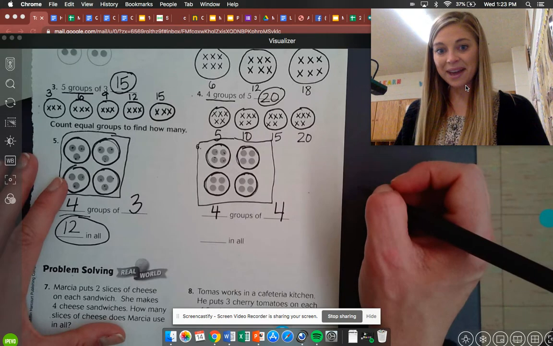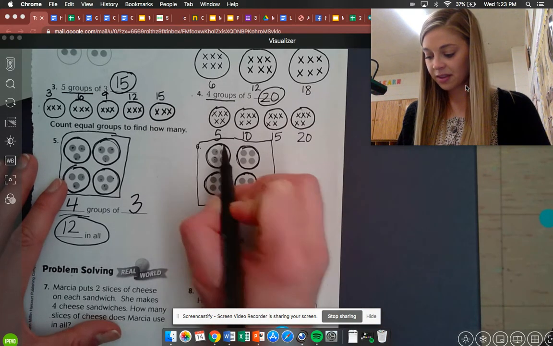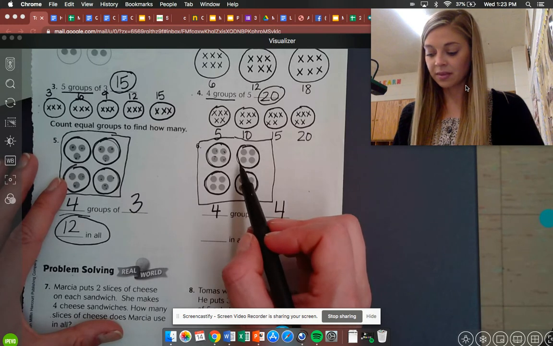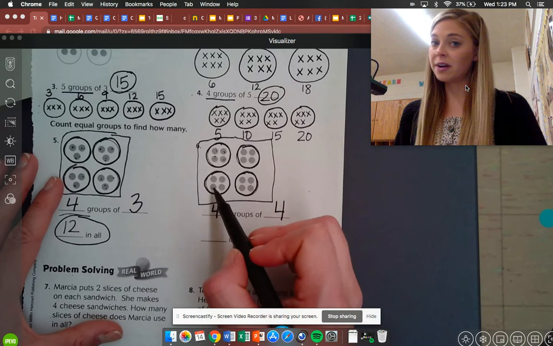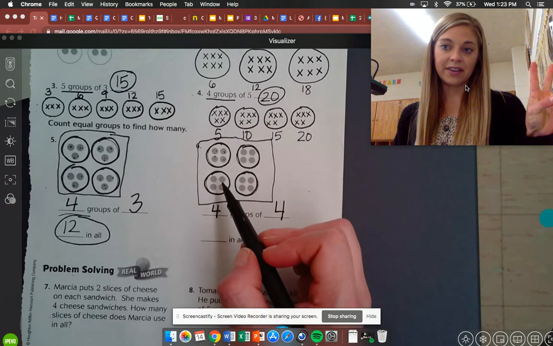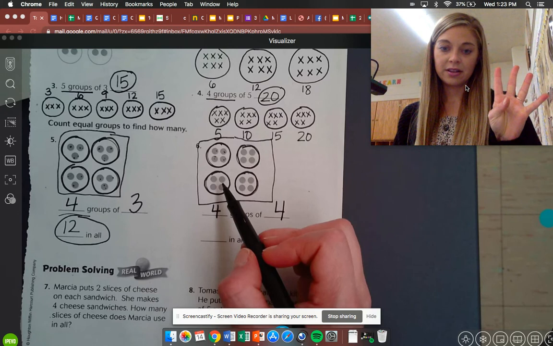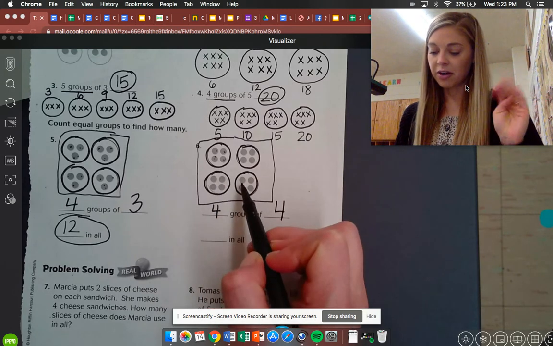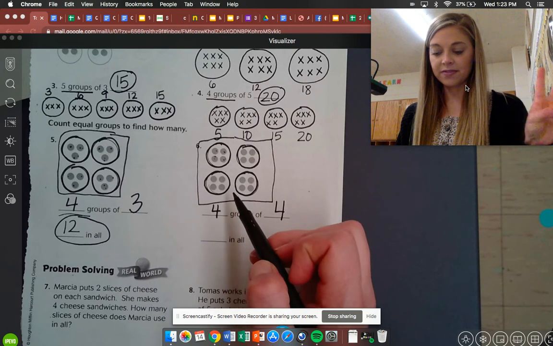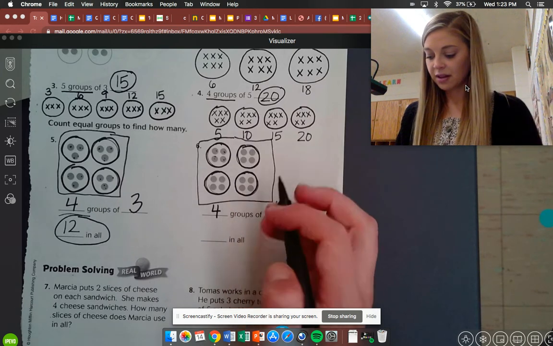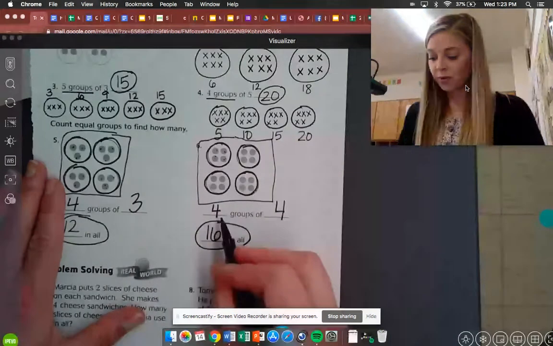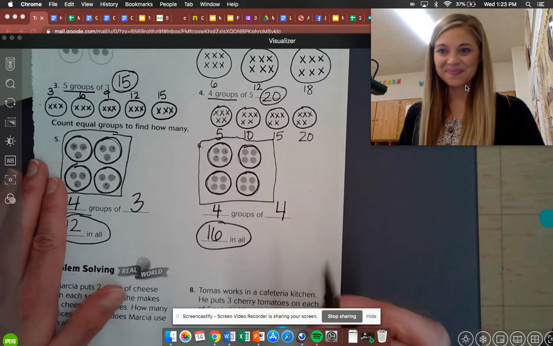Well, I can skip count. I can do 4 plus 4. 4 plus 4 equals 8. 8 plus 4, well, 8, 9, 10, 11, 12. So here I have 12. 12 plus 4, 13, 14, 15, 16. Okay, so I have 16 in all. That means that 4 times 4 is 16.